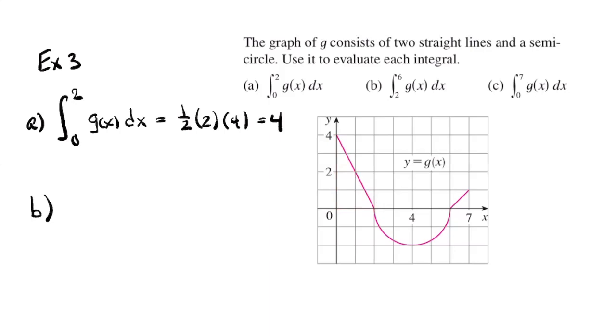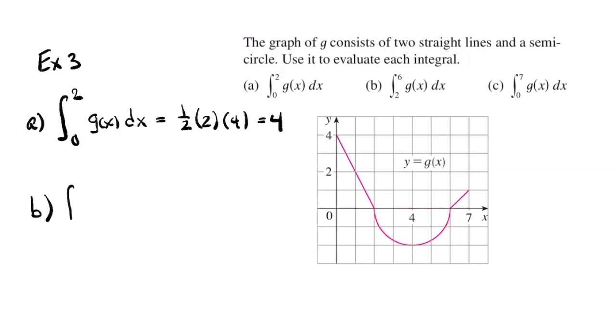What about part B? Part B is asking us for the integral from 2 to 6. Well, here's the corresponding interval. Notice that that region is going to be negative because it's below the x-axis. So to compute that integral, we need the opposite of the area of that region. That region, we were told, is a semicircle. Its radius is 2. So what's the area of a circle of radius r? Well, it's pi r squared. You have to cut that in half for a semicircle.